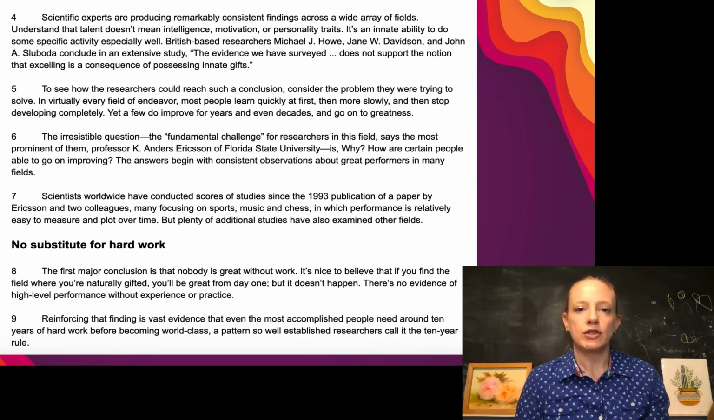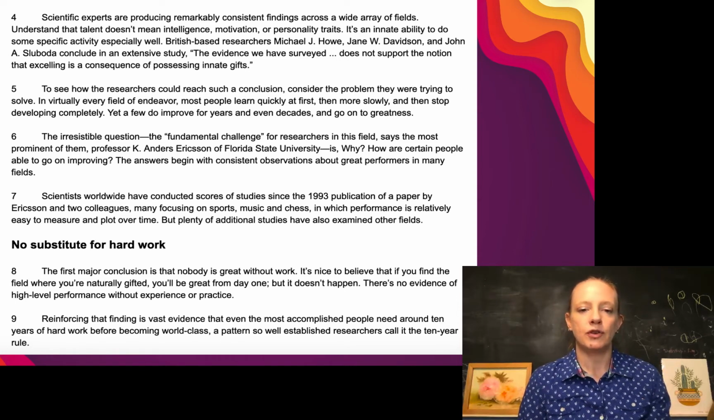The irresistible question, the fundamental challenge for researchers in this field, says the most prominent of them, Professor K. Anders Ericsson of Florida State University, is why? How are certain people able to go on improving? The answers begin with consistent observations about great performers in many fields. Scientists worldwide have conducted scores of studies since the 1993 publication of a paper by Ericsson and two colleagues, many focusing on sports, music, and chess, in which performance is relatively easy to measure and plot over time. But plenty of additional studies have also examined other fields.